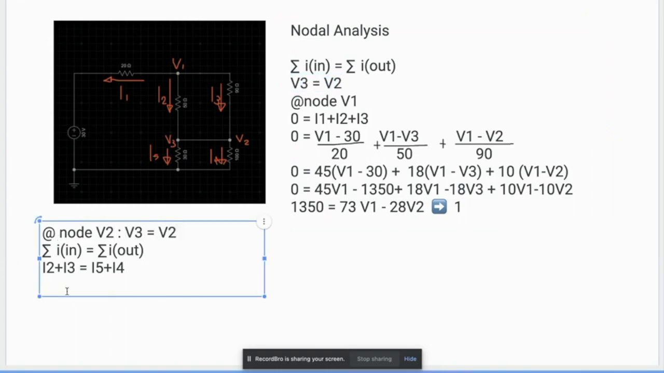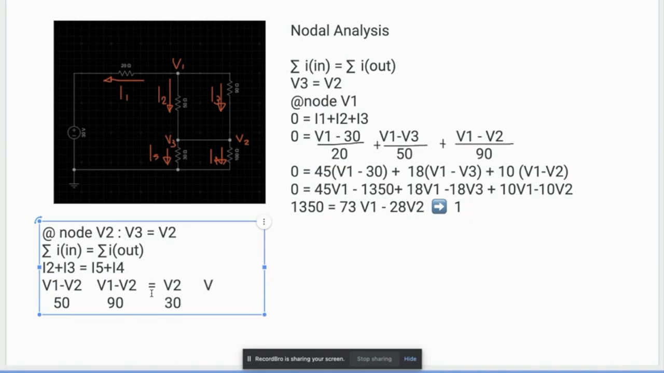So if I convert these currents with respect to voltages, that will be V1 minus V2 divided by current 2 is 50 ohms. Then next will be V1 minus V2 divided by 90 ohms equal to, so initial is V2 minus 0 over 30, plus V2 minus 0 over 100. So that will be the equation.